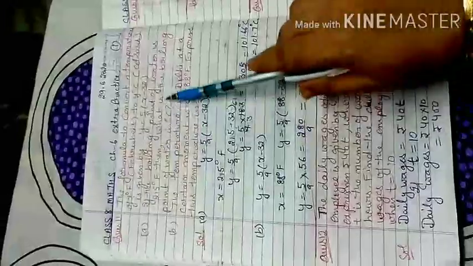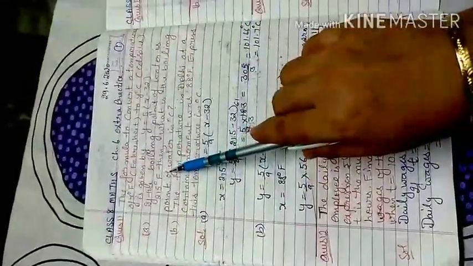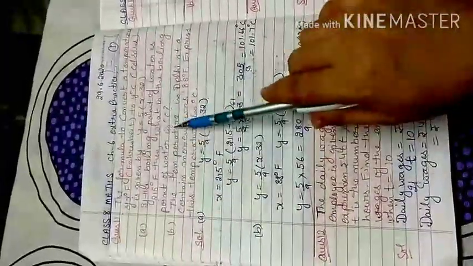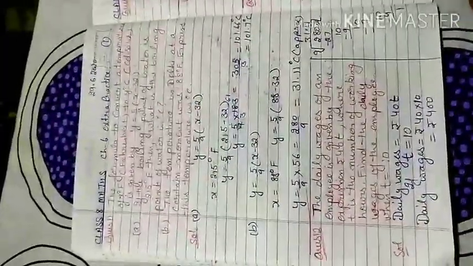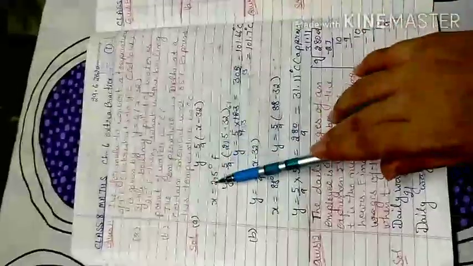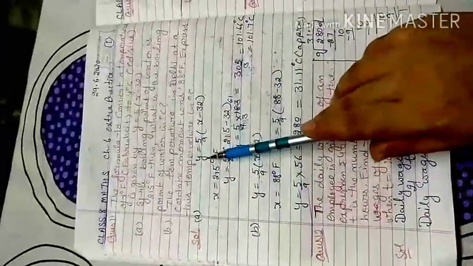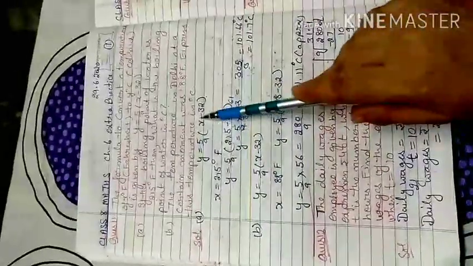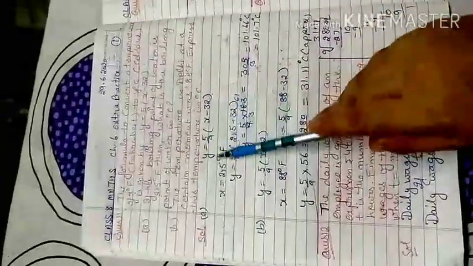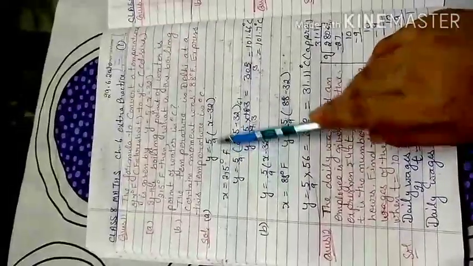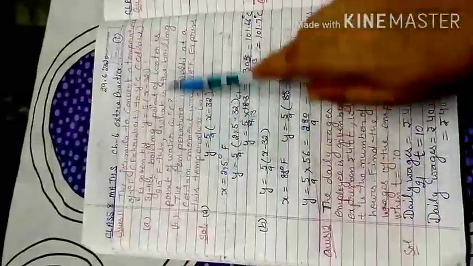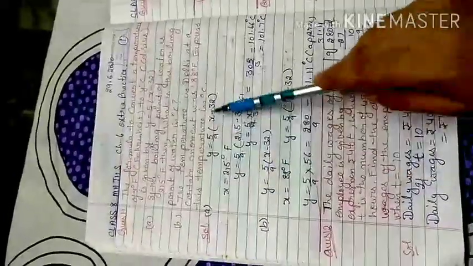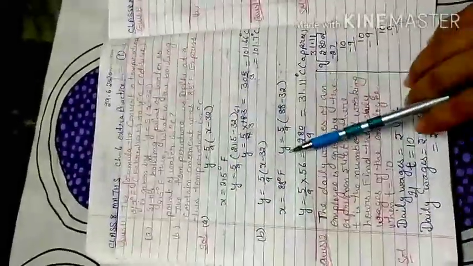Now, if the boiling point of water is 215 degrees Fahrenheit, what is the boiling point of water in degrees Celsius? That you have to convert. So in part A, the required equation given is y = 5/9 (x - 32). Here x is the Fahrenheit temperature and y is the Celsius temperature. Since the Fahrenheit temperature 215 degrees F is given, the x value is given and you have to find the y value.